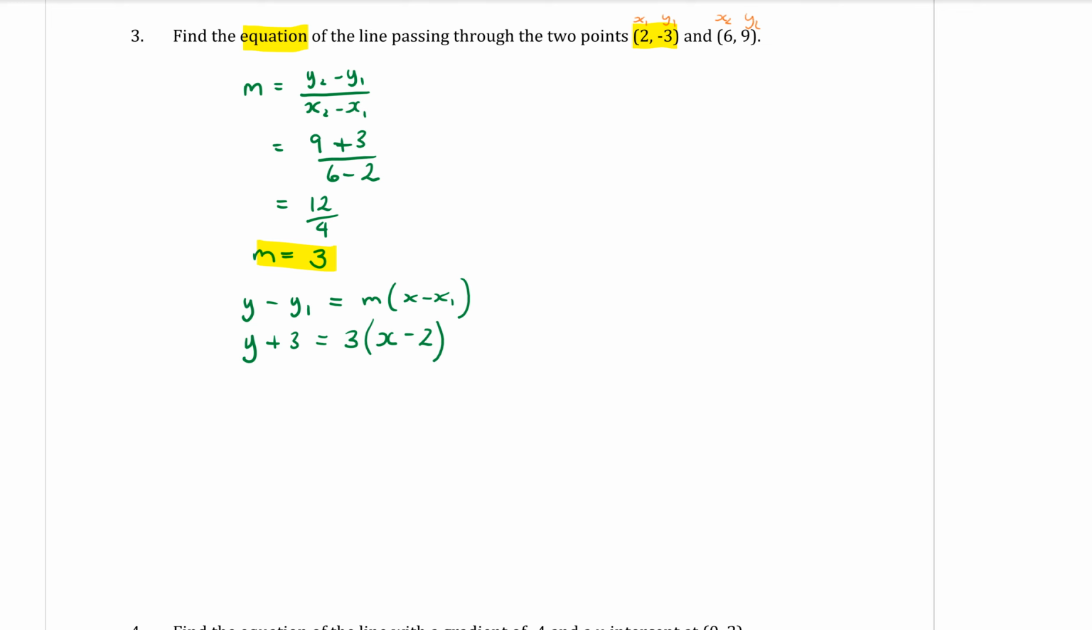So there should always be an x and a y because we're trying to find the equation of a line here. Next, we want to expand the brackets. y plus 3 equals 3x, and 3 times -2 is -6. And lastly, we want to get the y by itself, so I'm going to subtract this little 3. Subtract the 3 and I get y equals 3x minus 6 minus 3 more is -9. And there it is, the equation of the line that passes through those 2 points.